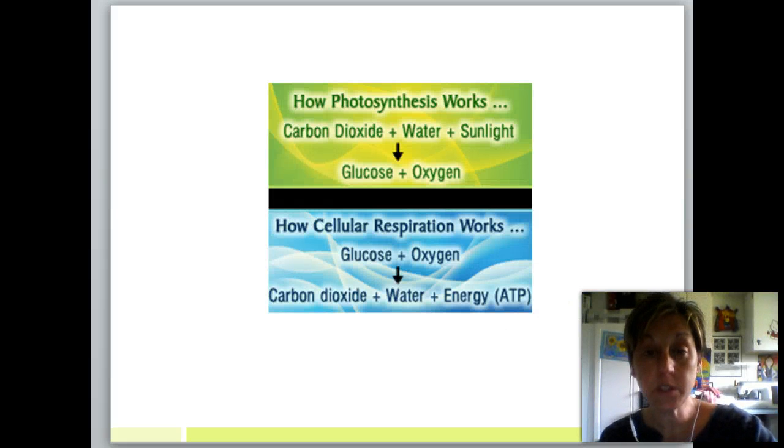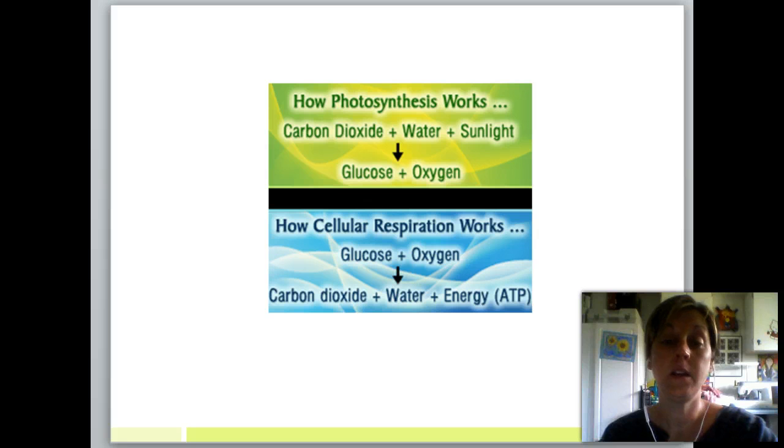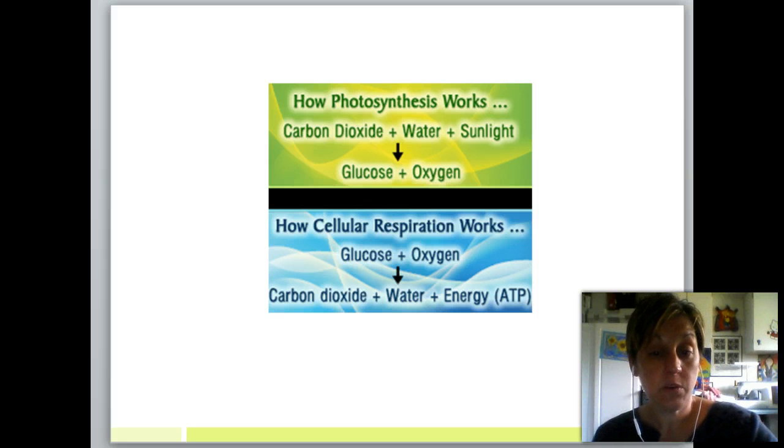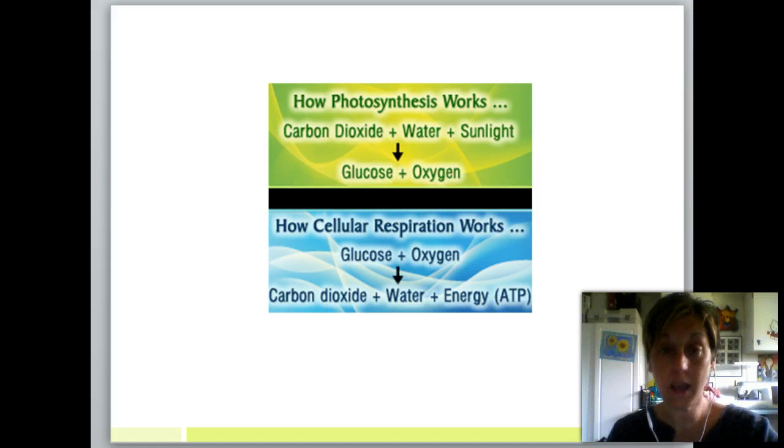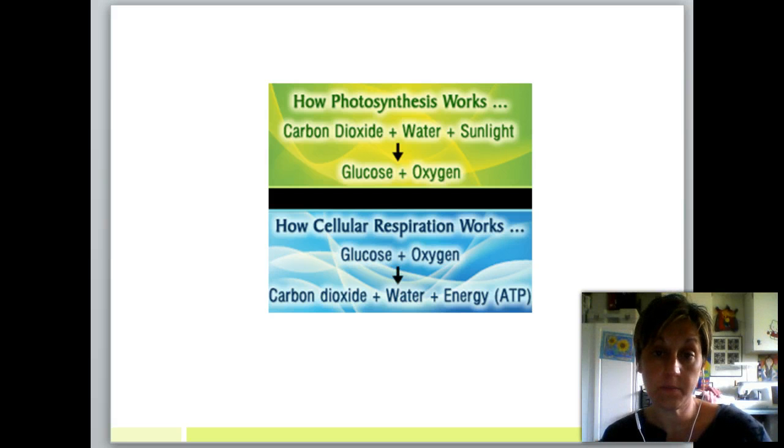So, photosynthesis works by carbon dioxide, water, and sunlight. Okay? Carbon dioxide and water come together in the chloroplasts. The energy from the sun creates a chemical reaction within the chloroplast. Glucose, which is a sugar that the plant uses for energy, is distributed through the plant. Oxygen is released because it's a waste product. Cellular respiration works by taking the glucose and the oxygen, okay, and through the chemical reaction in the mitochondria, carbon dioxide, water, and energy are the products.